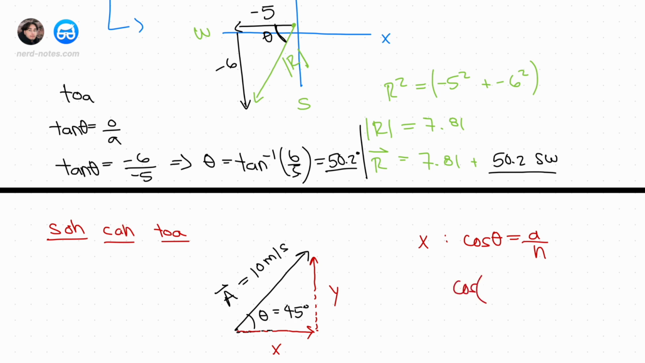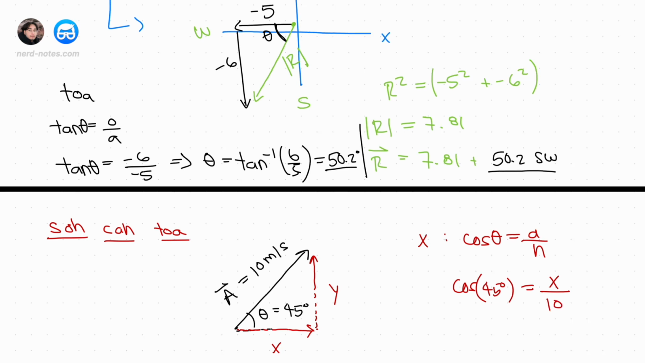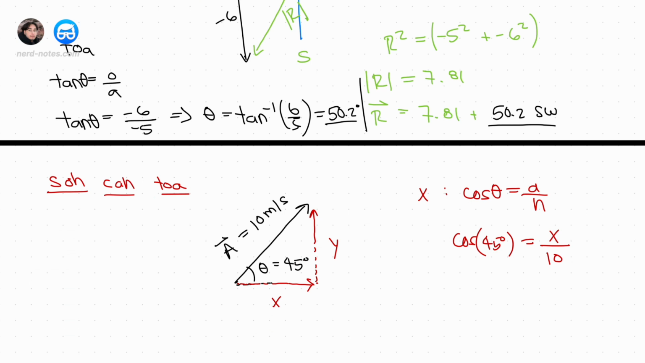Again, theta is your degree, so it's 45 degrees. And that's going to be equal to the adjacent side. In this case, the side that's adjacent to the angle is x. And the hypotenuse in this case is going to be 10. All right, and now all I have to do is solve for x. I can just simply multiply by 10 on both sides. So x is going to be equal to 10 cosine of 45.